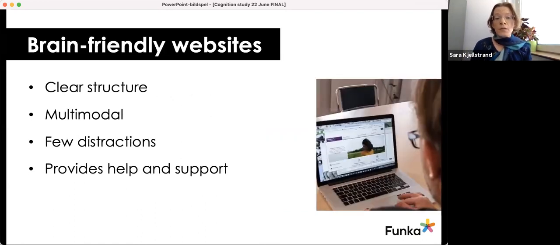So what does it mean on the web? Well, for a brain-friendly website, it's good to have a clear structure so that you know where to find the information and you don't have to think too much about how to find what you came for.